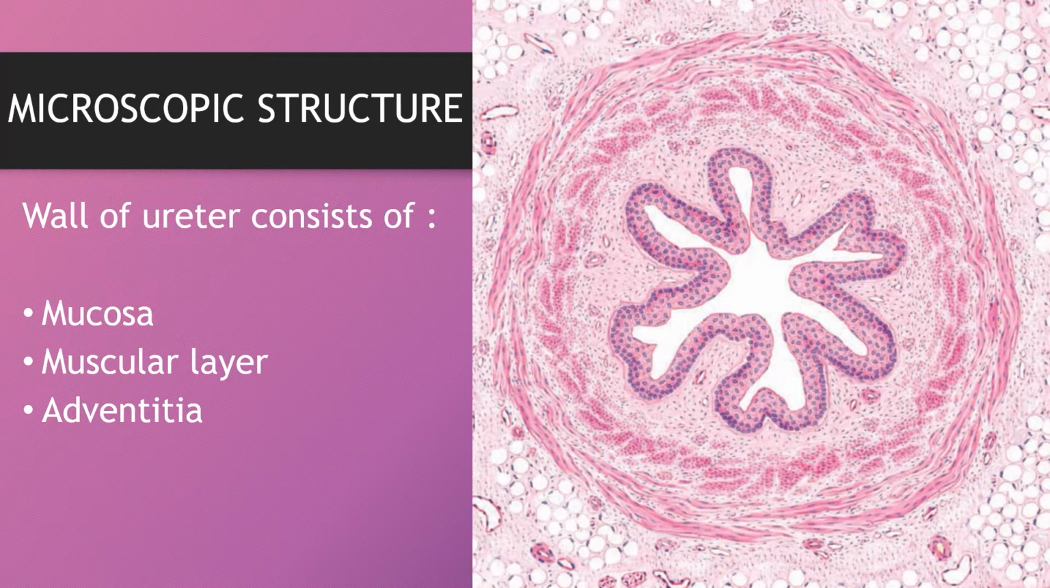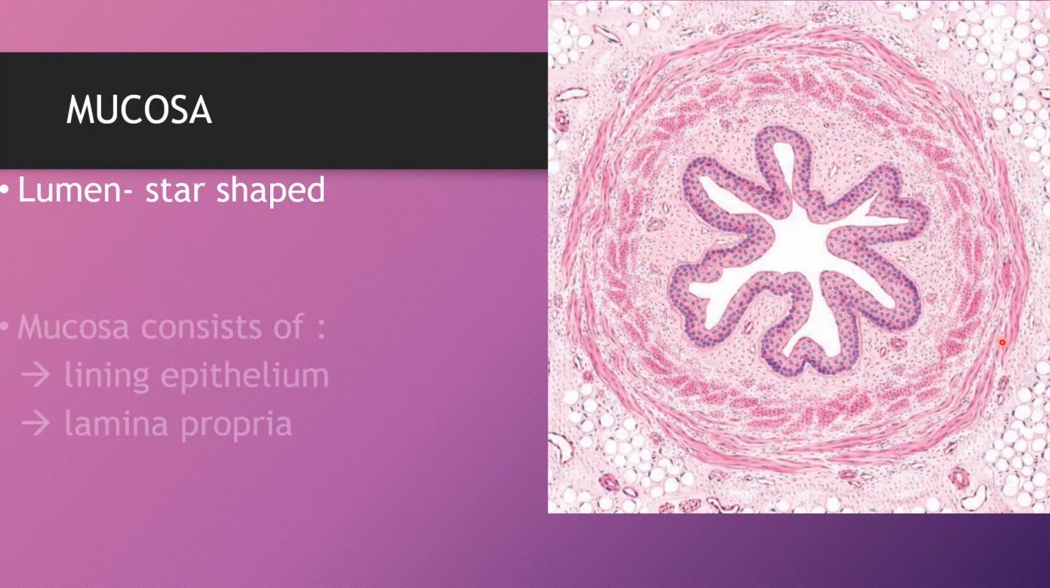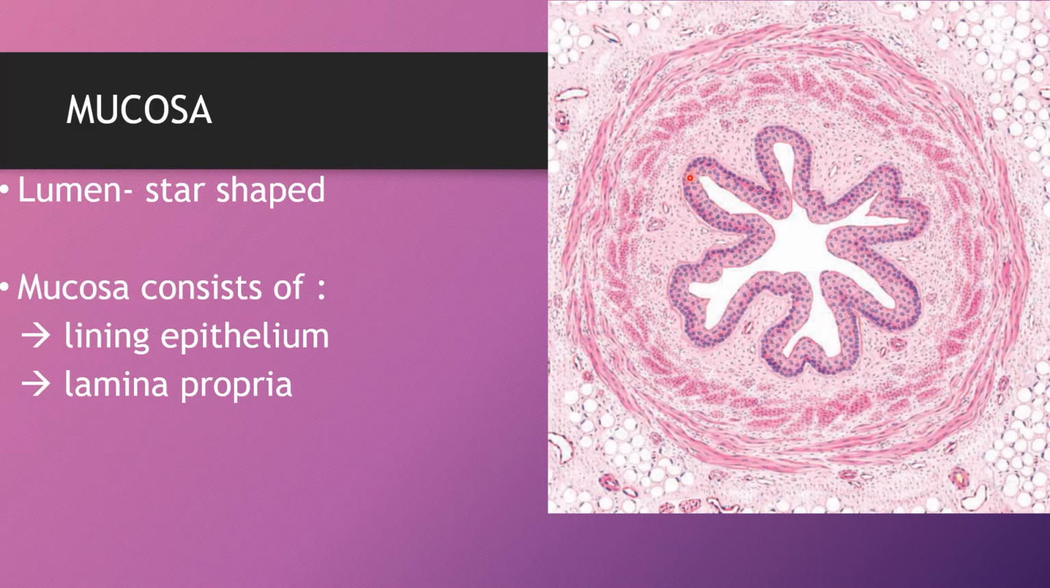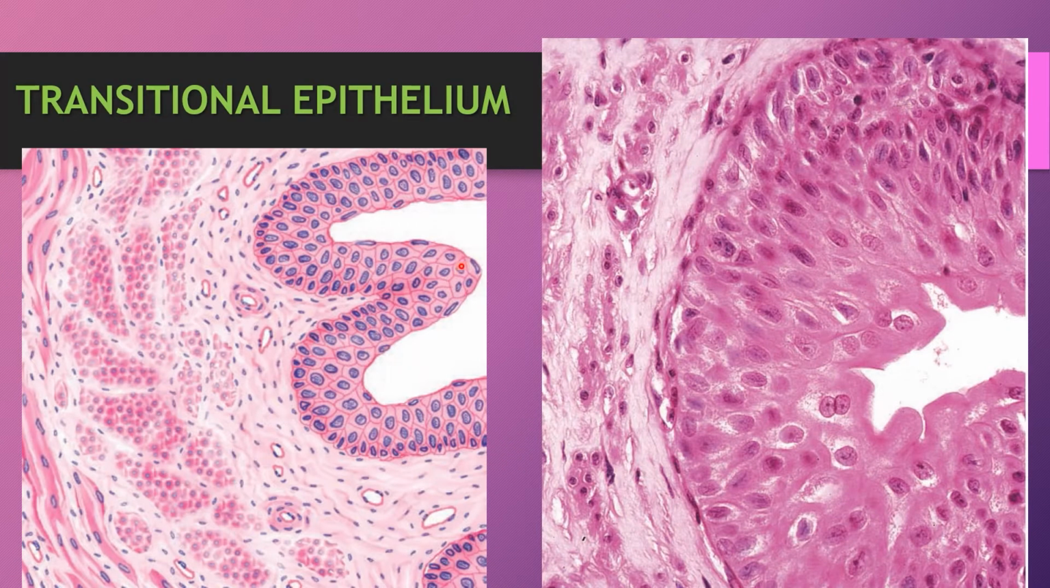We'll see each. The mucosa is highly folded. You can see it is folded, and if you take a cross section, the lumen is going to be star-shaped. The mucosa consists of, like how we learned in GIT, the lining epithelium and the lamina propria. The lining epithelium is transitional epithelium. It is a stratified epithelium and it has the capacity to stretch, and it lines most of the urinary passages, especially the urinary bladder and the ureter. So it is also called urothelium.